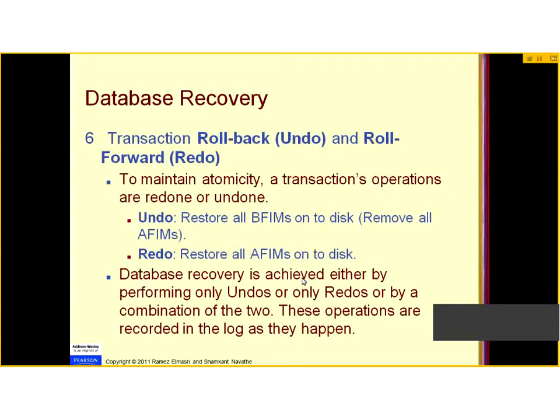There are transaction rollback and roll forward operations. Roll back is called undo and roll forward is called redo. The roll back operation restores the before image on the disk, and redo operations restore AFIMs on the disk.